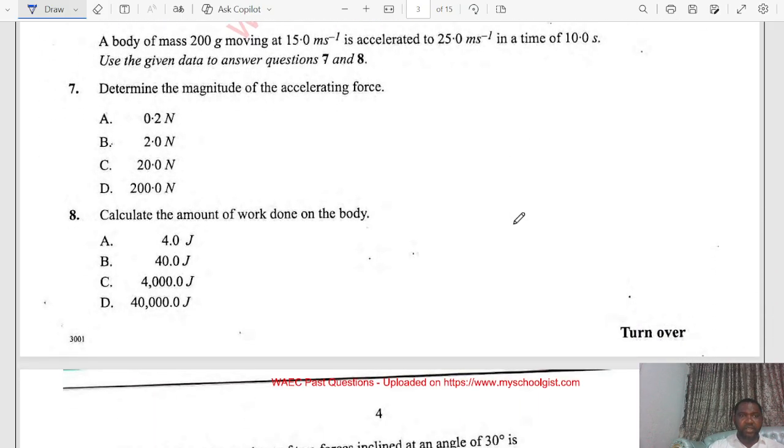Now the next one says that a body of mass 200 grams moving at 15.0 meters per second is accelerated to 25.0 meters per second in a time of 10.0 seconds. Use the given data to answer questions number 7 and 8. The first one says determine the magnitude of the accelerating force. First of all, we are given the mass to be 200 grams. 200 grams means 0.2 kilograms when you divide by 1000.